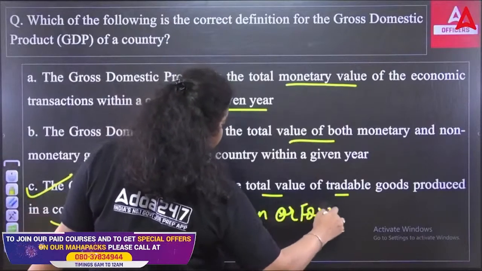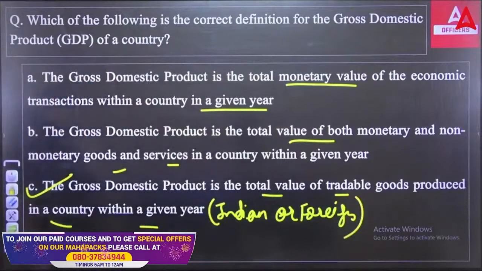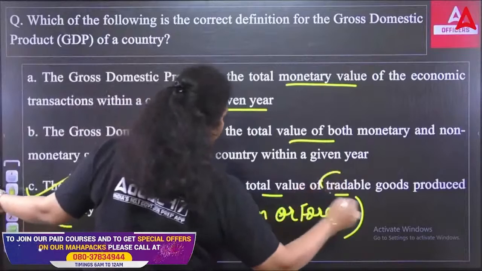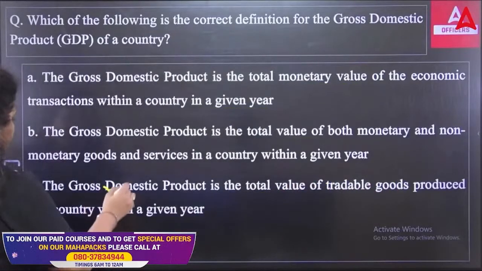But it has to be produced within the country, within the geographical boundary of a country. So that's why the right answer will be... one second. Okay, it's only talking about tradable goods. No, it will cover services also. So it cannot be the right answer.